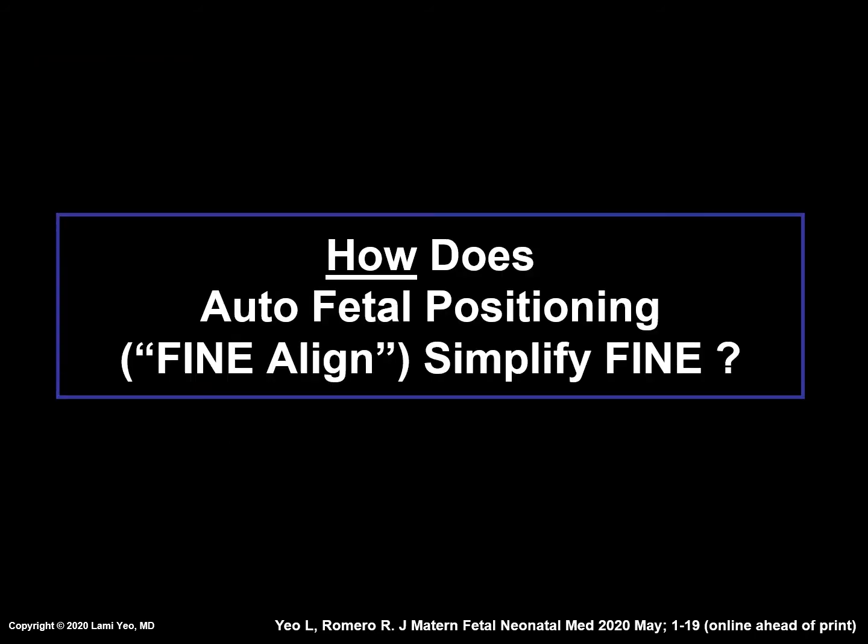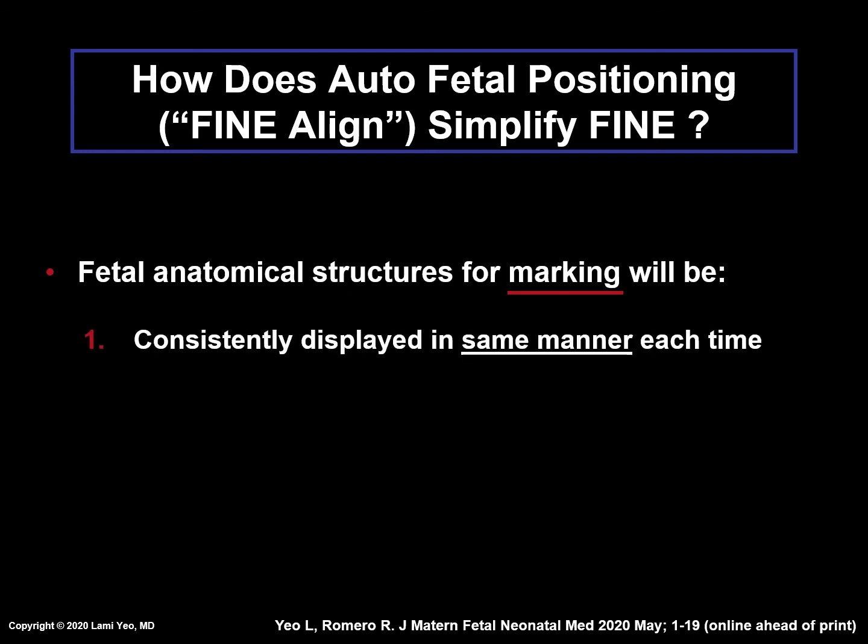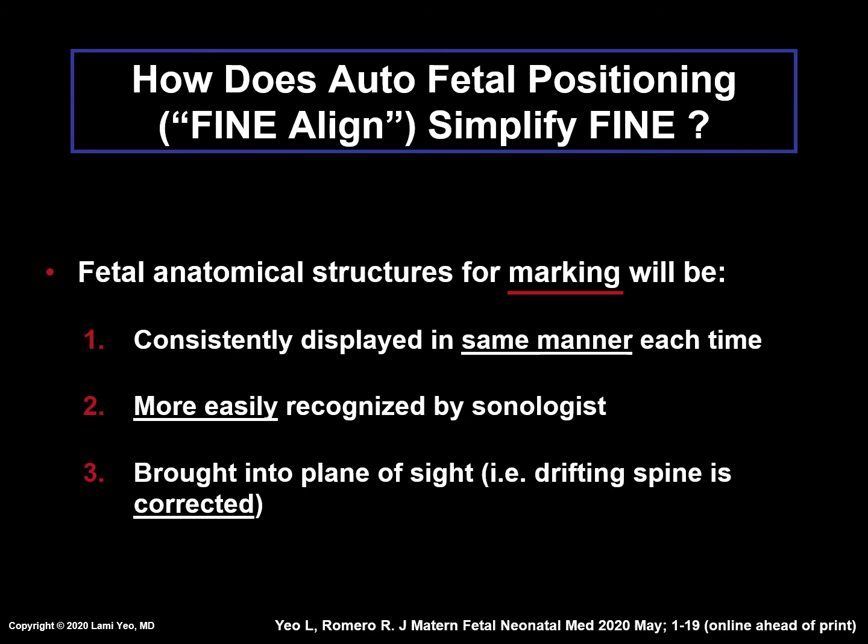How does autofetal positioning simplify the FIND method? Fetal anatomical structures for marking will be consistently displayed in the same manner each time. In other words, the spine is moved to 6 o'clock, thus more easily recognized by the sonologist, and or brought into the plane of sight. The drifting spine is corrected. Therefore, for any given fetus, each structure should always be in the same location on the screen.